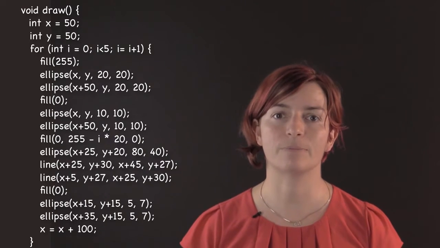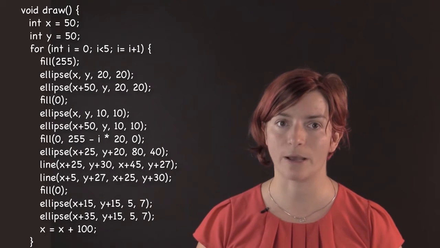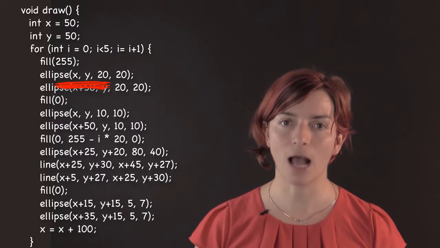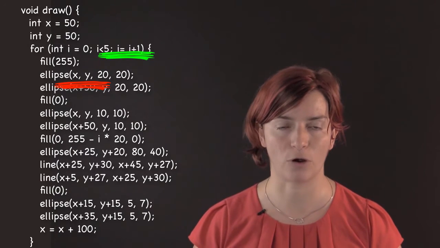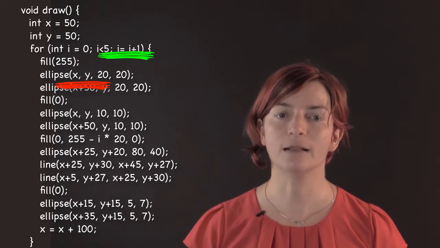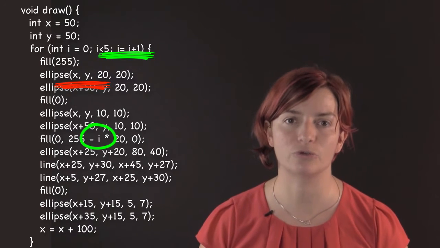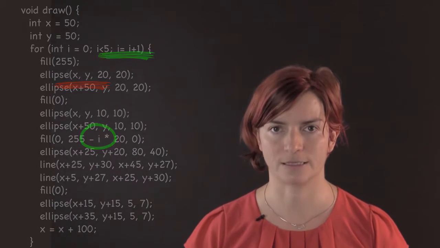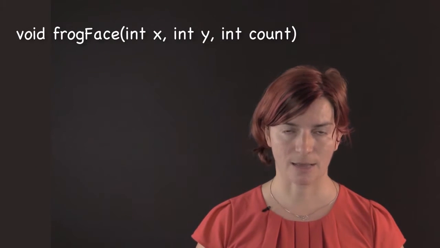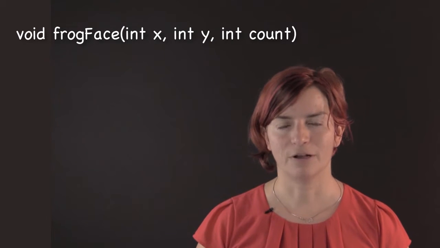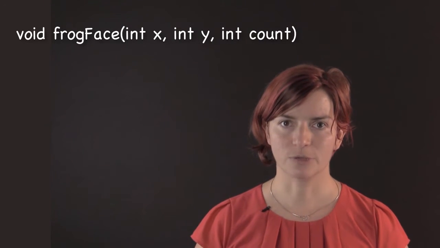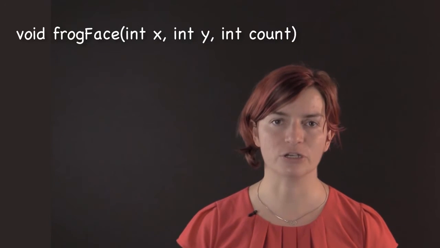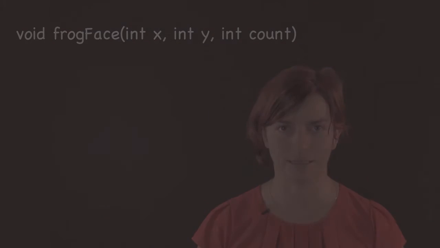It will have to take in the parameter describing the initial x and y position of the center of the frog's left eye, as well as the number I, which represents the number of the frog. The I argument helped us to determine the shade of green we were drawing the frog in. Let's define the function to draw the frog face. First, we have its return type, void again, then its name, frogFace, then the arguments, which in this case are x, y, and the count. We will then call the function inside the for loop like this.